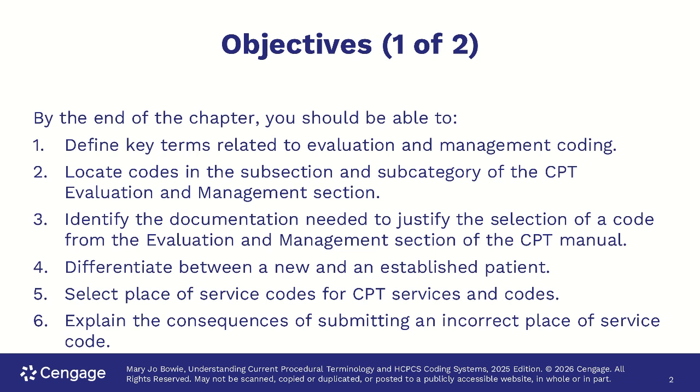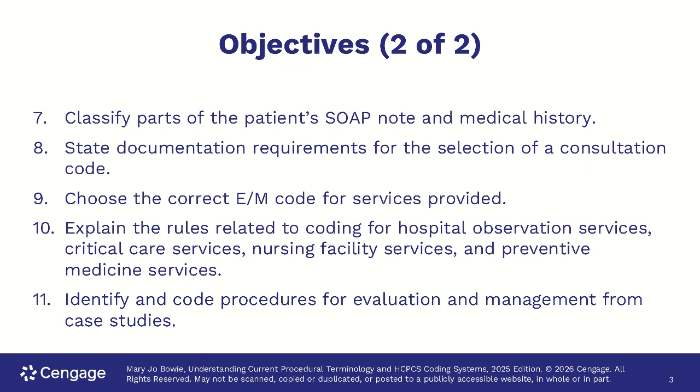Next, explain the consequences of submitting an incorrect place of service code. So let's say the patient was seen in the inpatient hospital, which should be place of service 21, but you list 11. It's going to mark it as an error, right? And it's going to say it's a mismatch. It doesn't go together. All right. And then classify the parts of the patient's SOAP note and medical history.